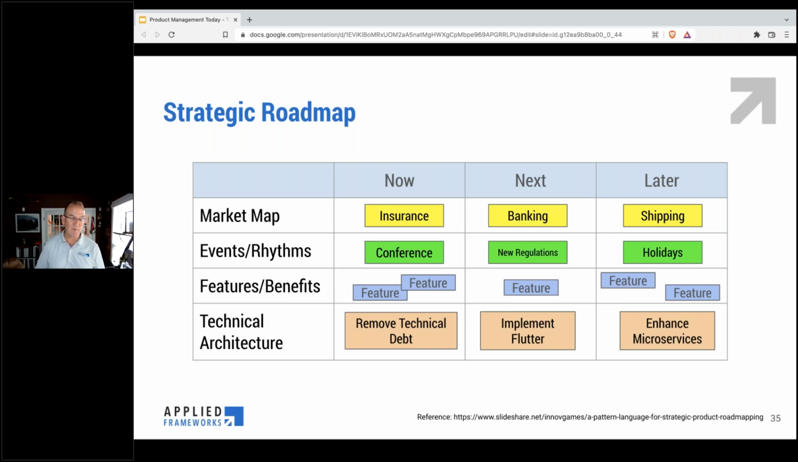So when I think about the market map, I definitely want to be inclusive of both sales and marketing to ensure we're aligned on which specific segments we're going to pursue over time. Similarly, I'm going to rely on marketing expertise to think about events and rhythms, both with our customers as well as the entire marketplace, and potentially any competitive moves that we may anticipate. And likewise, definitely want to engage engineering.